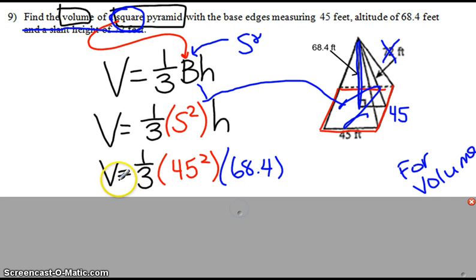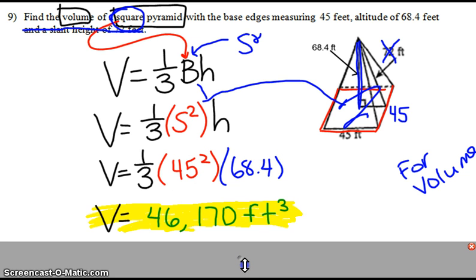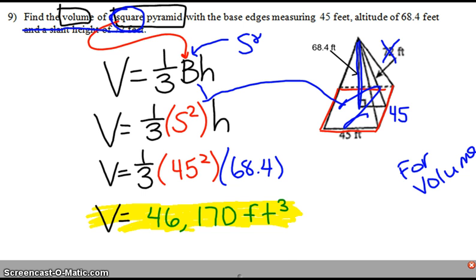So substitute in everything that you know: 1/3, 45 squared, 68.4. And when you type that into your calculator, you're going to get volume is equal to 46,170 feet cubed.